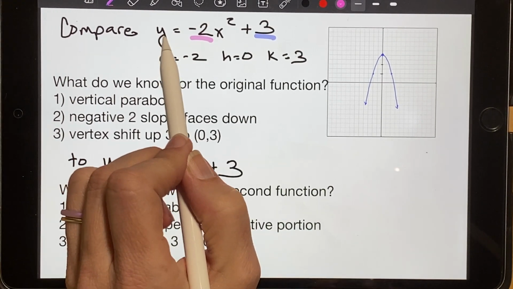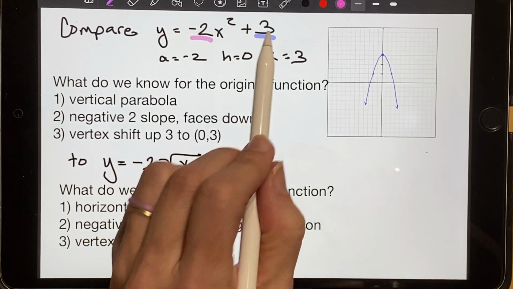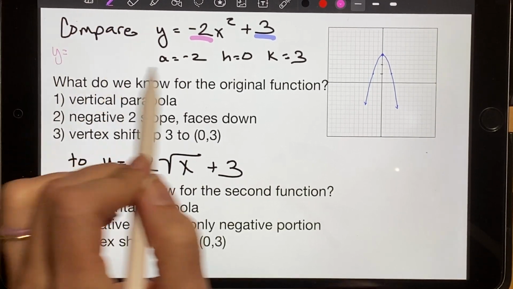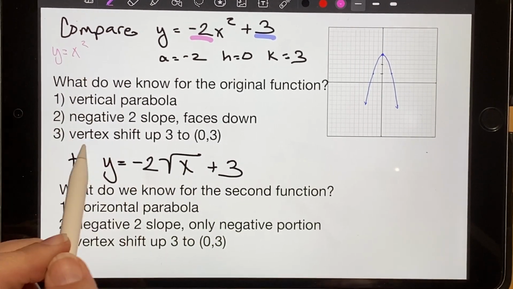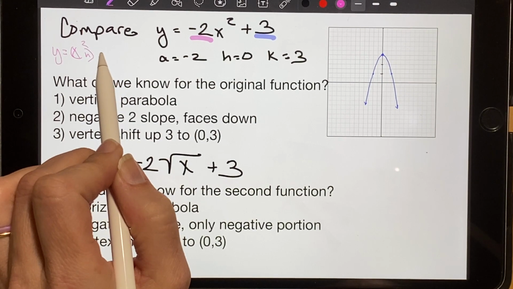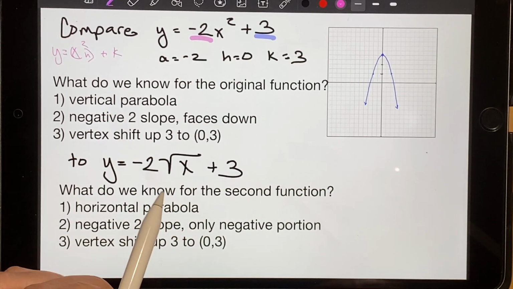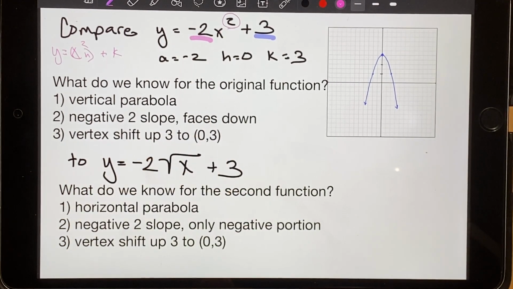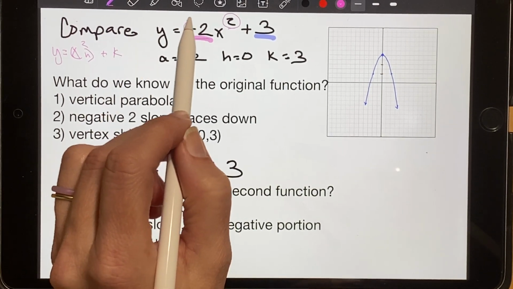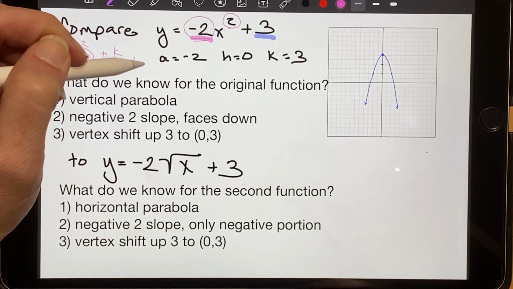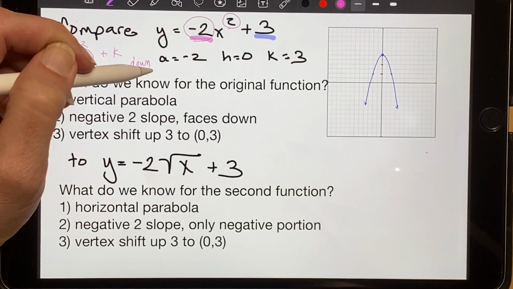So if I'm comparing y equals negative 2x squared plus 3, let's think about that in our regular equation, right? So if I had y equals x squared, I know that everything that I add to x gives me that h value, and everything on the outside were those k values. We're going to break this down. We know that it's a parabola. It's a squared term. It's a quadratic. We know that our slope is negative 2. So when we were answering our questions, it faces down.